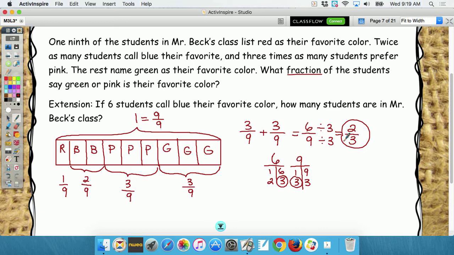Okay, now do you think you can handle the extension? Yeah. We're going to give it a try, okay? So this is one whole classroom, isn't it? Yes. One whole classroom divided into 9 equal sections.